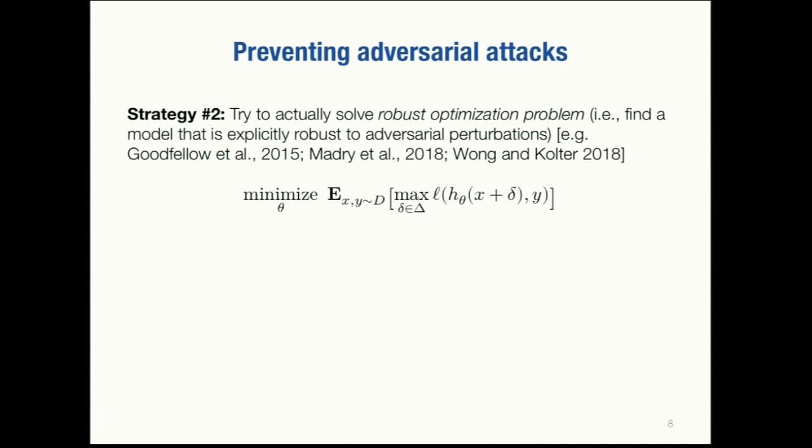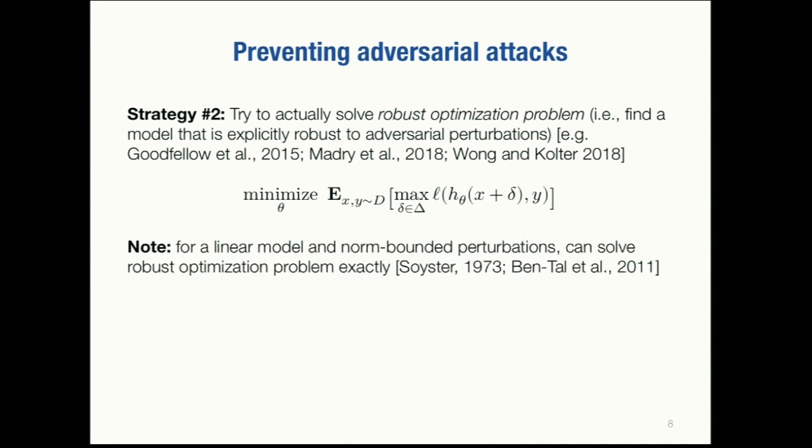Now, of course, this formalism goes back a very, very long time, back to at least the 70s. There's a good book on robust optimization by Ben-Tal and others, and a good review from 2011. But the thing I actually want to add here is that for a linear model, if we didn't have a deep network and just had a linear model, this problem is pretty much solved. It's a well-known thing, but not that well-known, I guess.